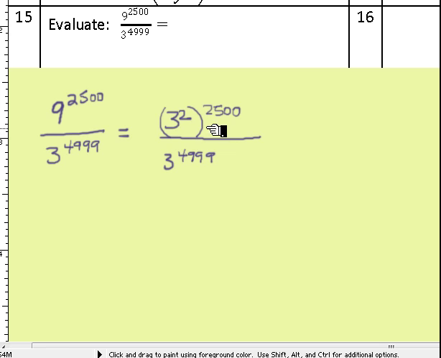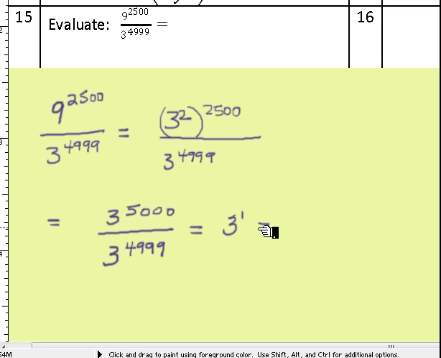All right, let's use our exponent rules now. 3 squared to this exponent, 2,500, multiply those exponents, is equal to 3 to the 5,000. 2 times 2,500. And we're going to divide that by 3 to the 4,999. And now we can just subtract exponents. 5,000 minus 4,999, and we get 3 to the 1, or simply 3.